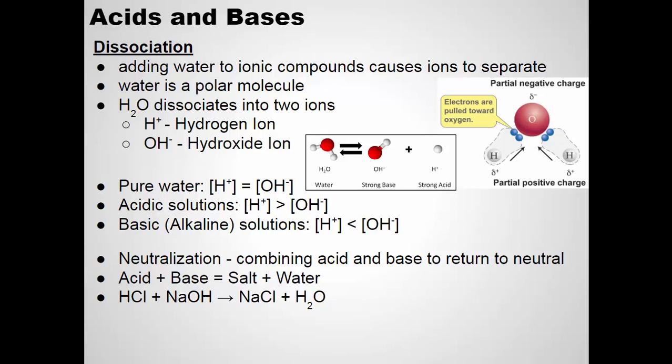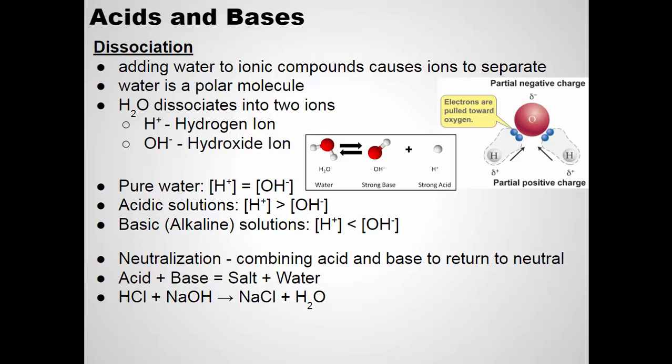Okay? Water, when it dissociates, so H2O, forms two different ions. Okay? One is a hydrogen ion, H+, and then the other is a hydroxide ion, OH-. And the relative proportion of those two ions in a solution is what determines its acidity, its pH. Pure water has equal amounts of hydrogen ions and hydroxide ions. Okay? So these brackets mean concentration in chemistry. So pure water that's neutral in its acidity has equal amounts of hydrogen ions and hydroxide ions.